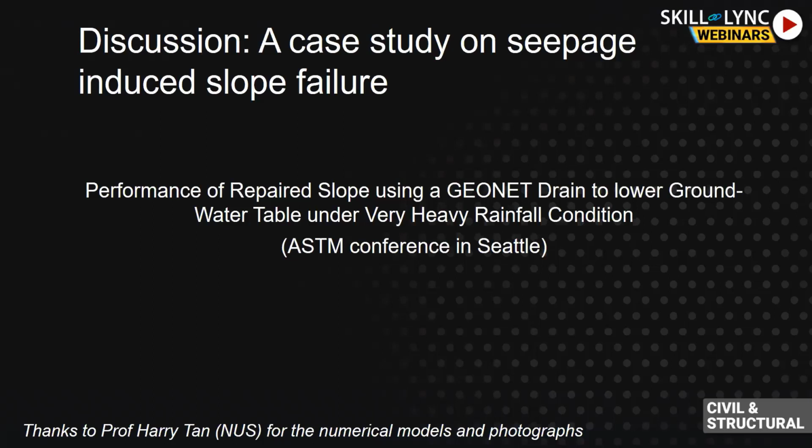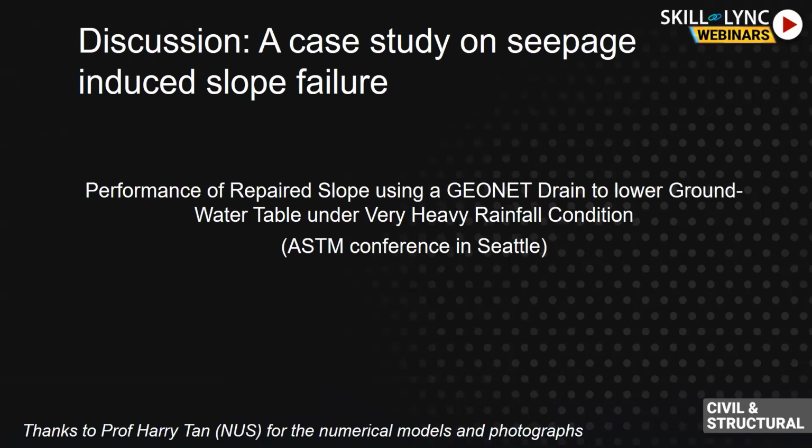So the water has a tendency to move from a higher head to a lower head. That flow is what we call seepage flow. Here in this case, we discuss one specific project where a slope failure is shown due to the seepage flow under heavy rainwater.